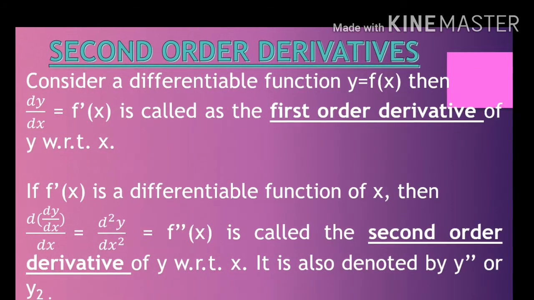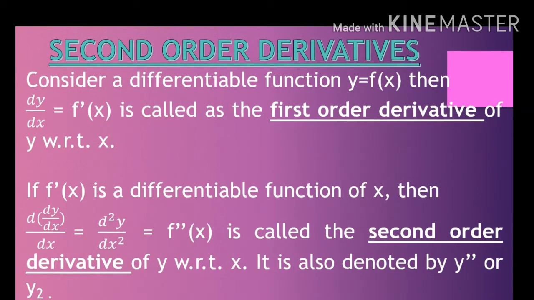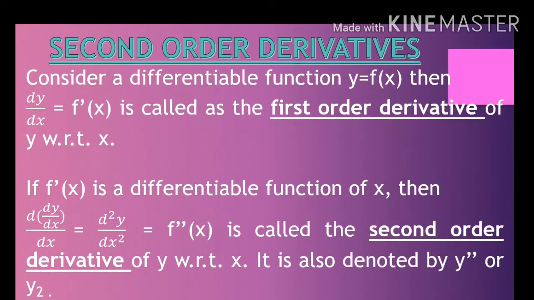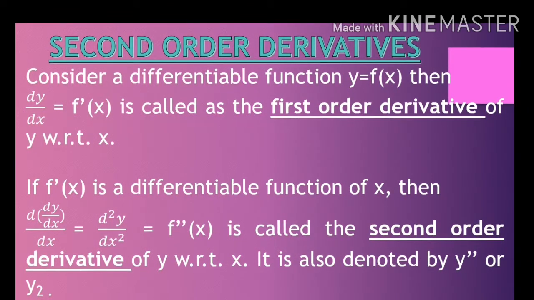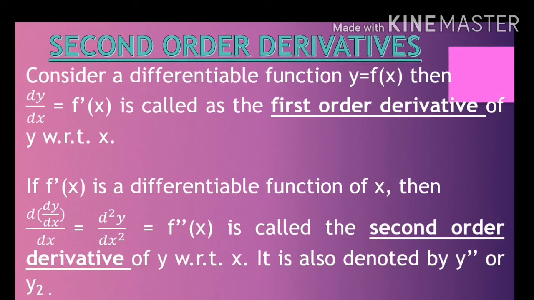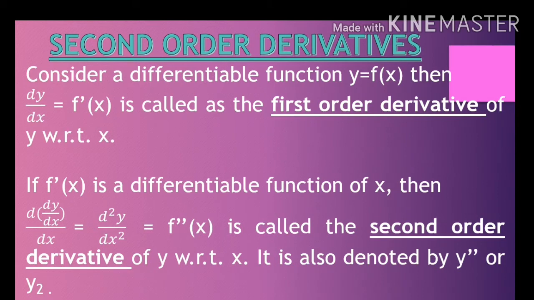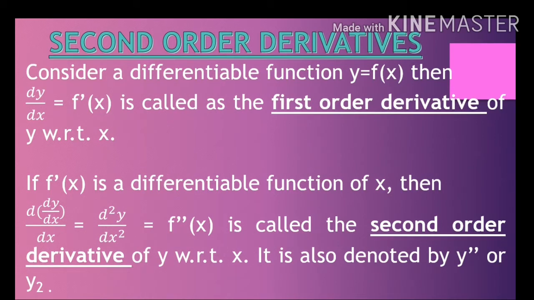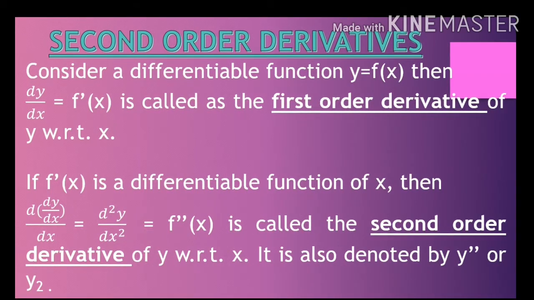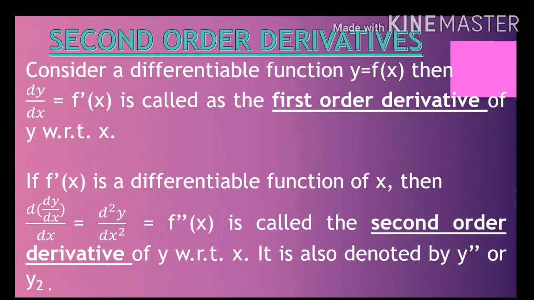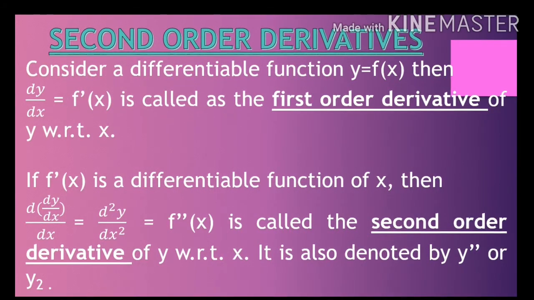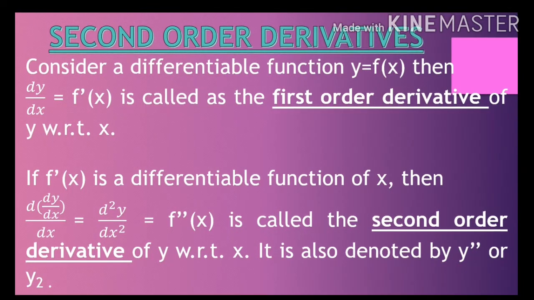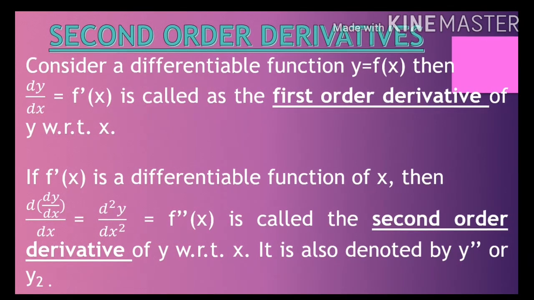So d dx of dy by dx is nothing but your second order derivative of y with respect to x. And it is denoted by d square y upon dx square or f double dash of x. It is also denoted by y double dash or y2. Clear? Very simple. Just using the usual rules of derivatives, we will be differentiating dy by dx again with respect to x to get the second order derivative of y with respect to x. Right? So let us start with exercise 3.6.